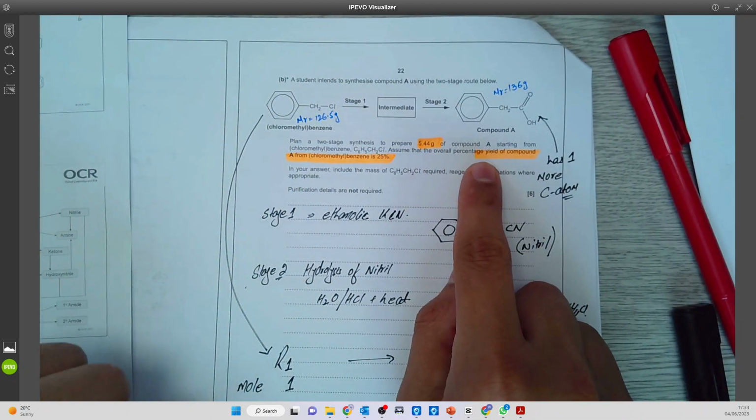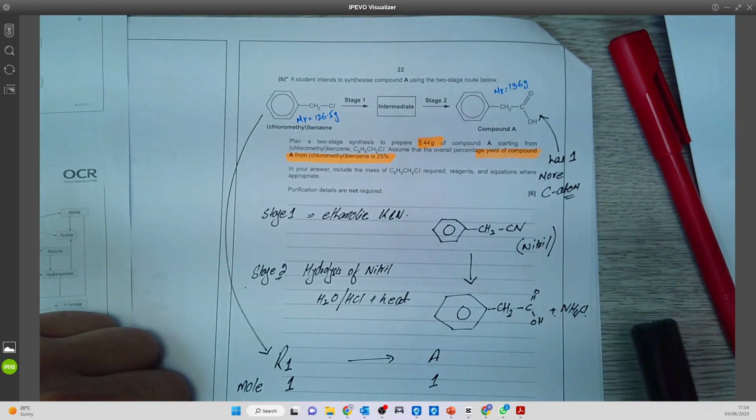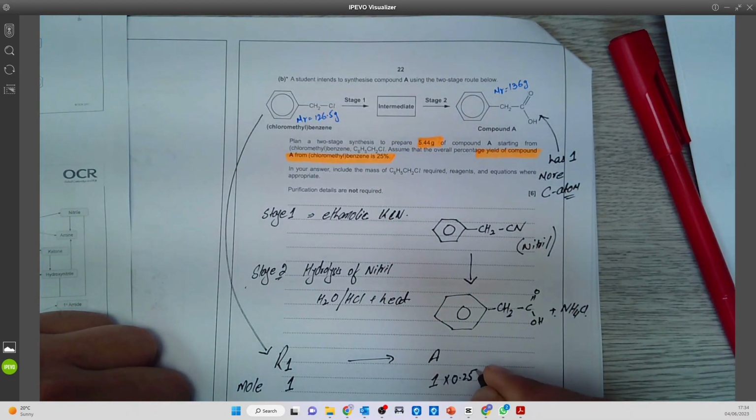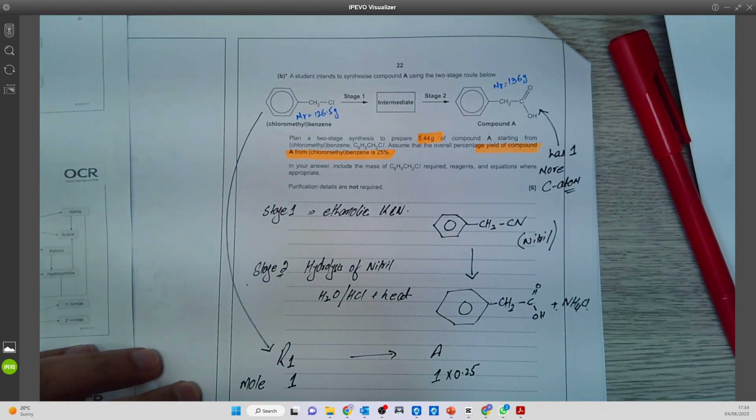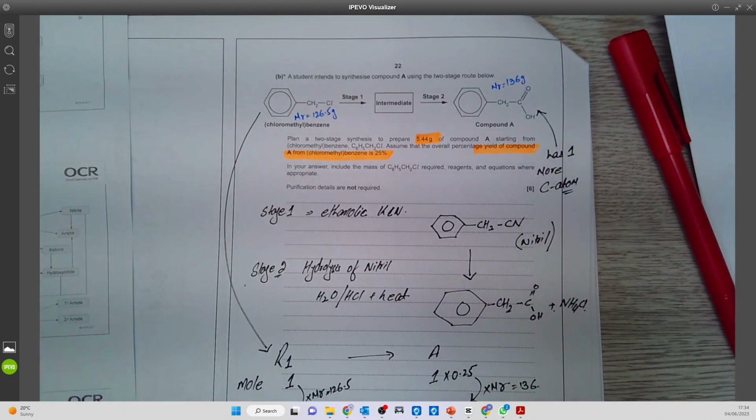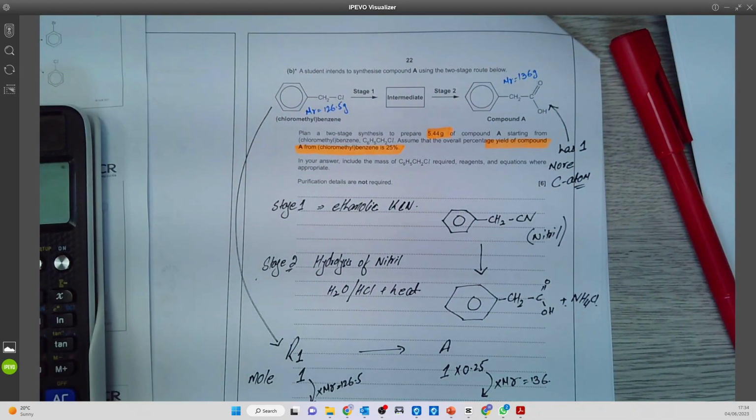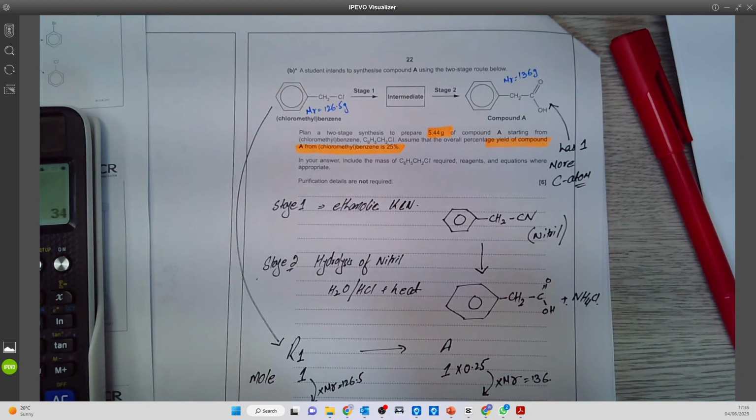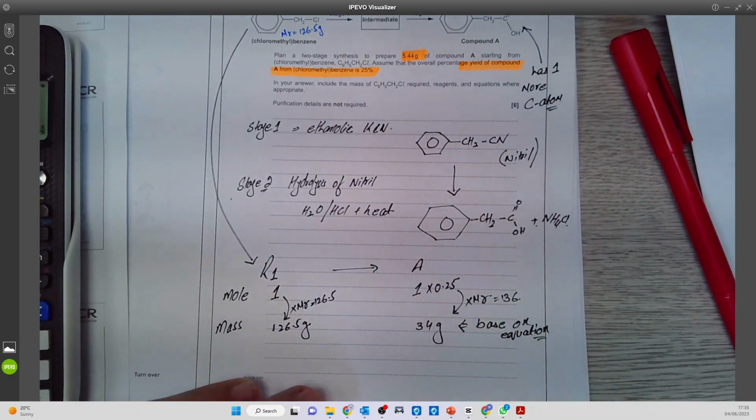But the question tells us the yield is only 25%. So what I need to do, I'll multiply this by 0.25. If I want to work out the mass here, what will I do? I can multiply it by its MR, which is 126.5. So if I have 126.5 grams, I can multiply this by its MR. This is 136. It will give me an answer of 136 times 0.25, 34 grams. Now remember, this is based on equation. Are we happy with that bit?